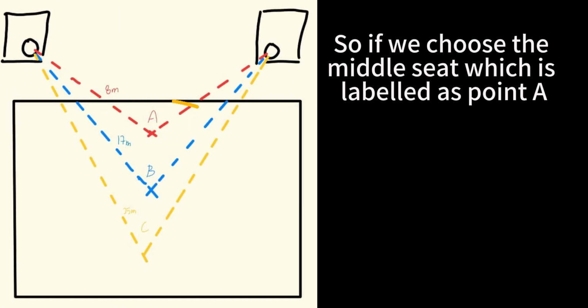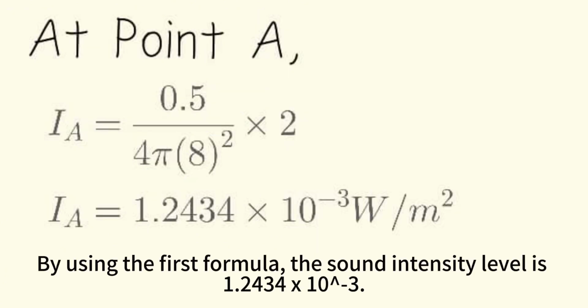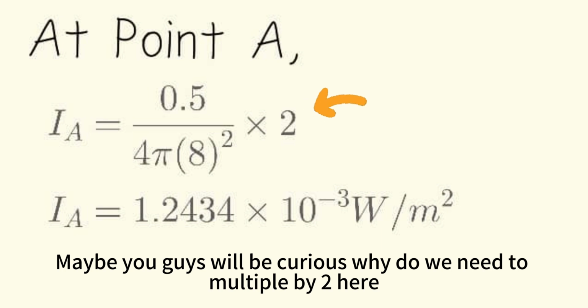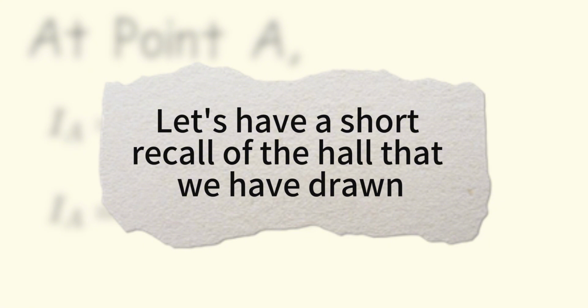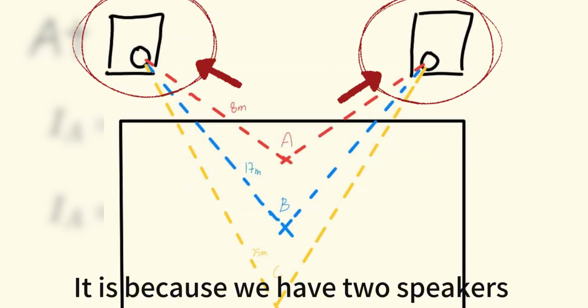So, if we choose the middle seat, which is labeled as point A, the radius will be 8 meters. By using the first formula, the sound intensity is 1.2434 times 10 to the power of negative 3. Maybe you will be curious, why do we need to multiply by 2 here? Let's have a short recall of the hall that we have drawn. It is because we have two speakers.